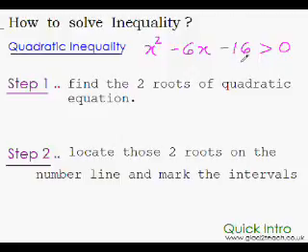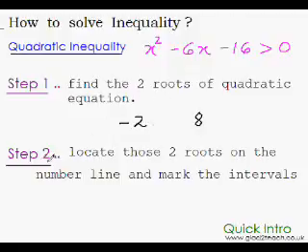Two factors of 16 whose sum or difference is 6 would be 2 and 8. Adjusting the signs, it would be 2 and minus 8. So the roots would be minus 2 and 8. See, I could do it mentally using the EasyCal trick. Minus 2 and 8 would be the two roots of this quadratic equation. Now we are already done with the first step.